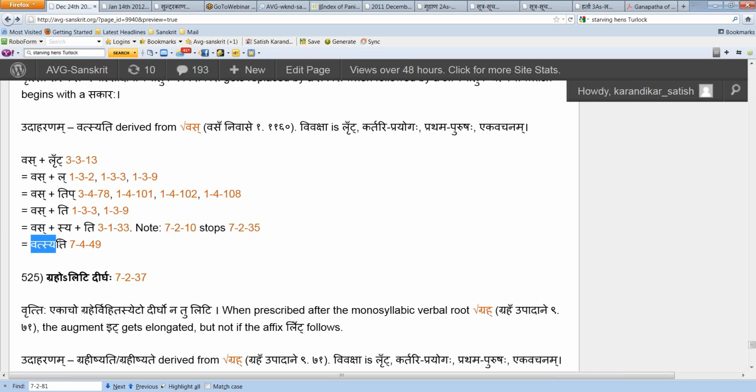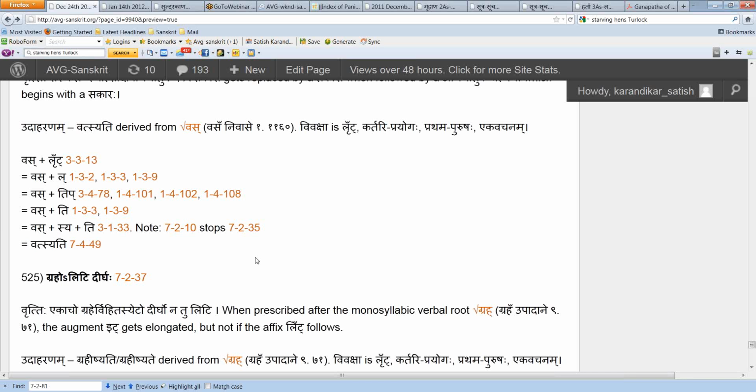This is a very, very important rule, because if you look at the form vatsyati, it's difficult to figure out what the dhatu is. Because you can recognize the pratyaya sya and ti, but if you look at vat, you might think the dhatu might be vat or something like that. It is not. Dhatu is vas. That is why the sutra is very important. When you have a sakara followed by any pratyaya which is sakara adi ardhatuka pratyaya, then that prior sakara becomes a takara adesha, becomes vatsyati.